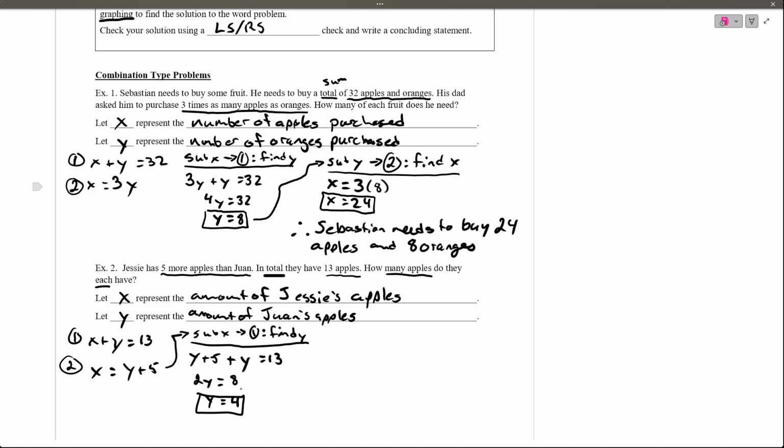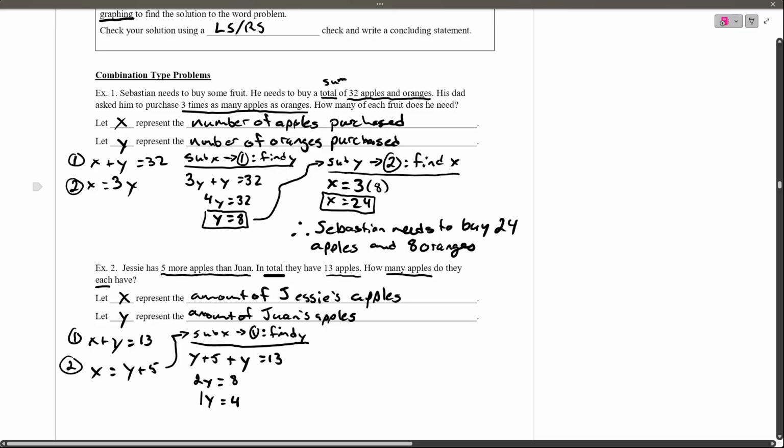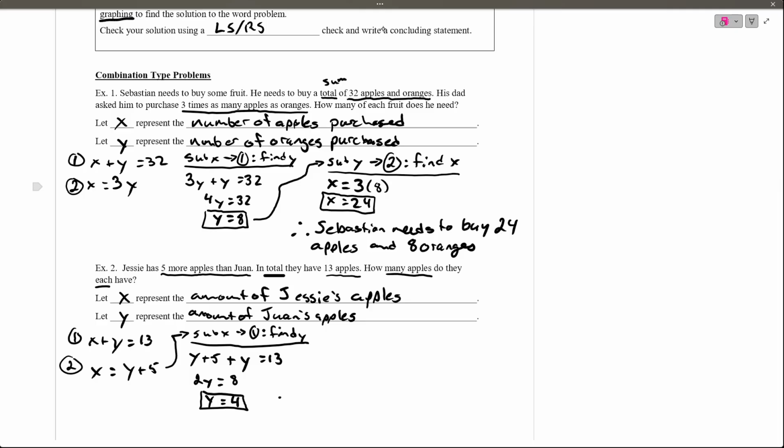Okay. Let me just back that one up a little bit. There we go. Perfect. So we have a value for y now. Let's go back. Oops, not let me write here. Let's try again. There we go.